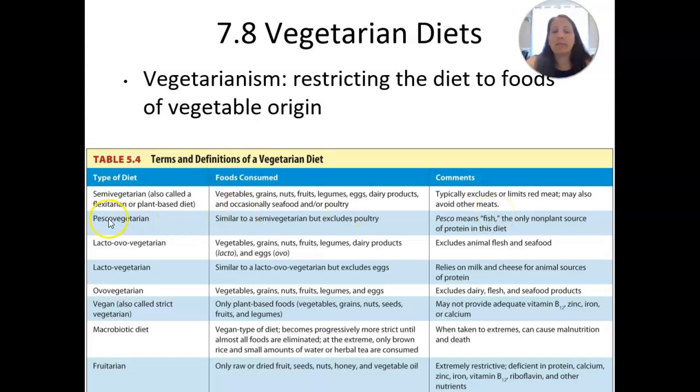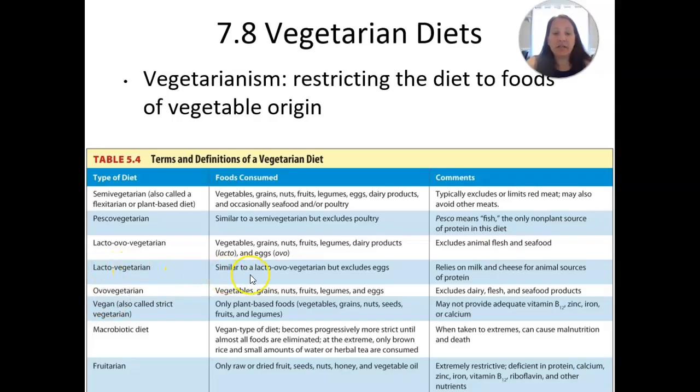Okay. Then there is pesco-vegetarian, similar to a semi-vegetarian, but excludes poultry. So individuals here would have fruits, vegetables, nuts, eggs, dairy, and seafood, but no poultry. Okay. So again, pesco means fish. Fish would be the only non-plant source of protein in this diet. Lacto-ovo-vegetarian. So vegetables, grains, nuts, fruits, legumes, dairy products, that would be the lacto, and eggs, that would be the ovo. Okay, so no animal flesh, no seafood.